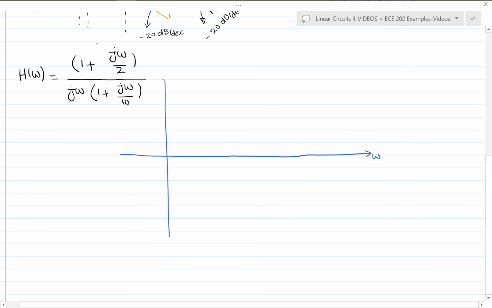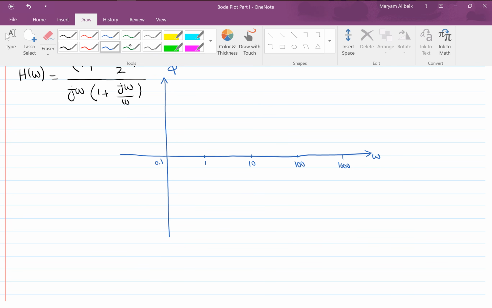So omega, phi, 0.1, and then 1, 10, 100, and 1000. Why am I writing this like, why are the intervals from 0.1 to 1, 1 to 10? Because frequency is increasing in decades in a Bode plot, don't forget that.